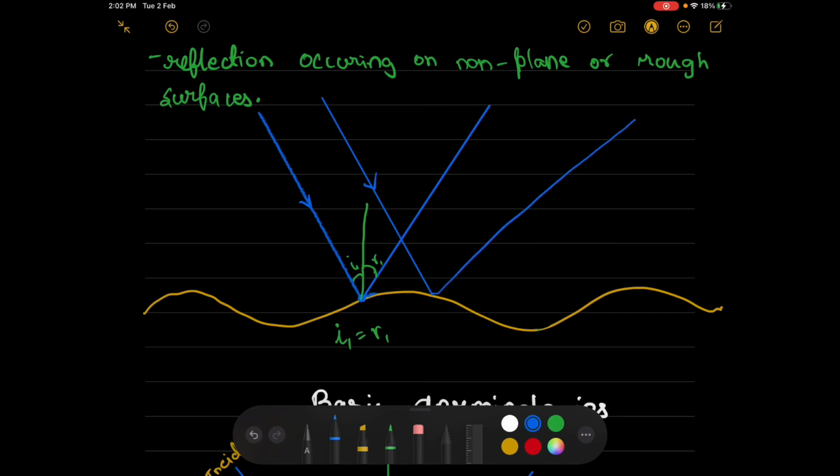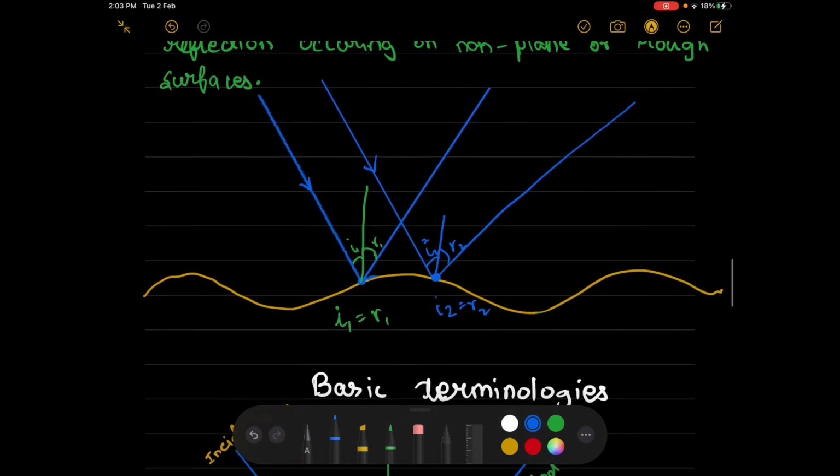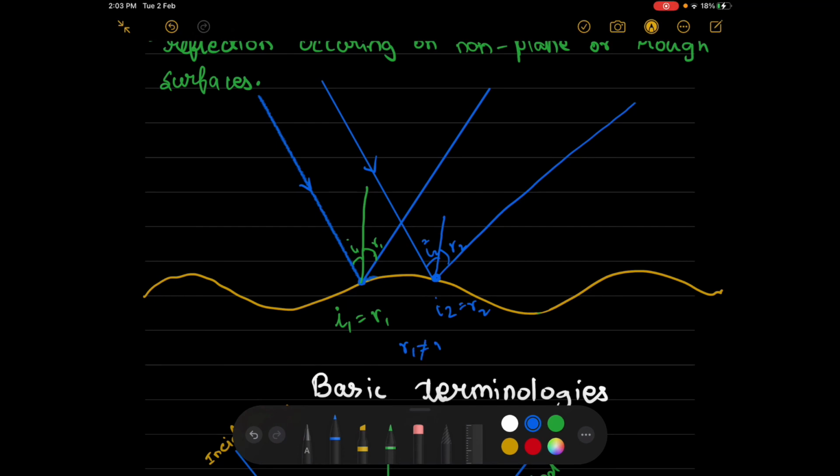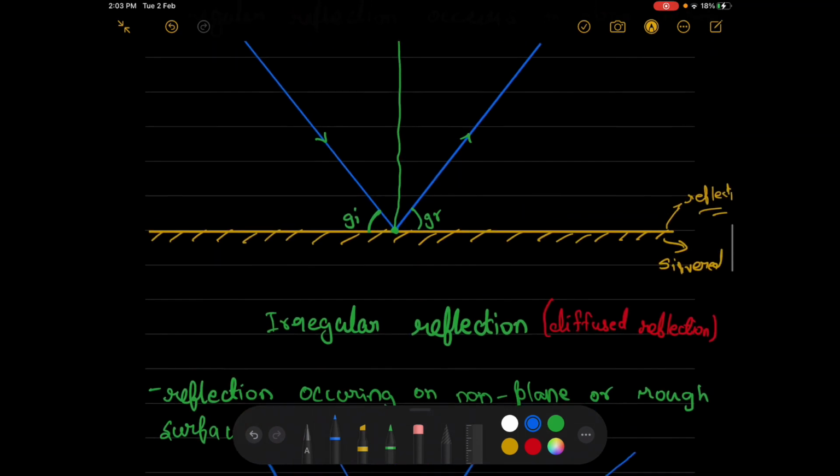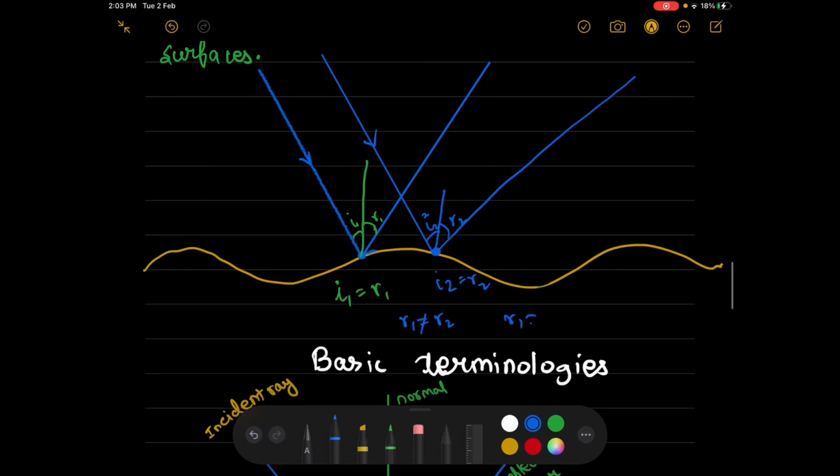But the key point over here is I2 is equal to R2. I2 is equal to R2. Now the key point over here is that it is not necessary that those two reflected rays would be parallel. So R1 would not be equal to R2, not necessary. And if they are equal, R1 is equal to R2, then it's a plane mirror.